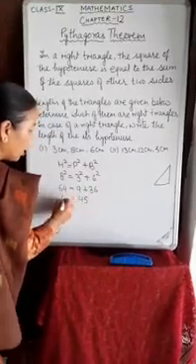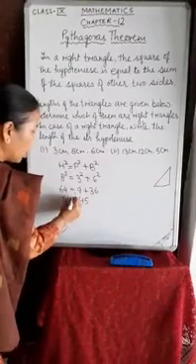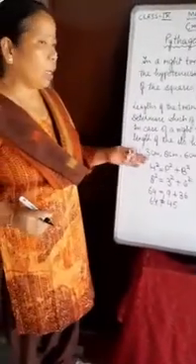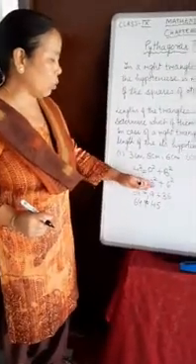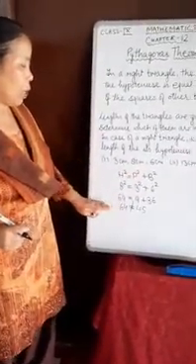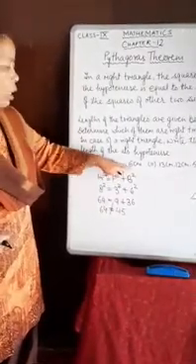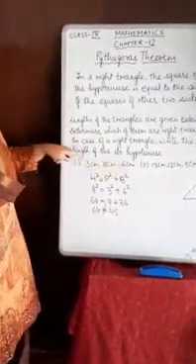It means 64 is not equal to 45. Here the square of the hypotenuse is not equal to the sum of squares of the other two sides. It means a right triangle is not possible. This is not the length of a right triangle.